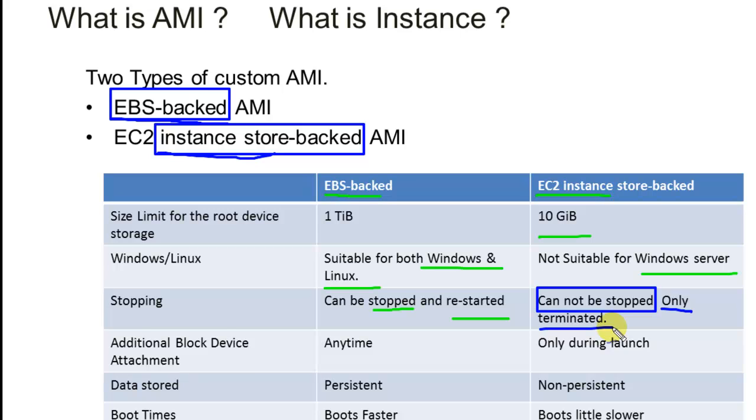Additional block device attachment: EBS backed, anytime. What it means is that if your instance has been created from an AMI which is EBS backed, then you can attach more external hard disks anytime later. But if it is EC2 instance store backed, then you can attach an external hard disk only during the launch. This is an additional block device, like an external hard disk. If I want to attach one more external hard disk, and the AMI is EBS backed, you can do it anytime. If it is EC2 instance store backed, only during the launch.